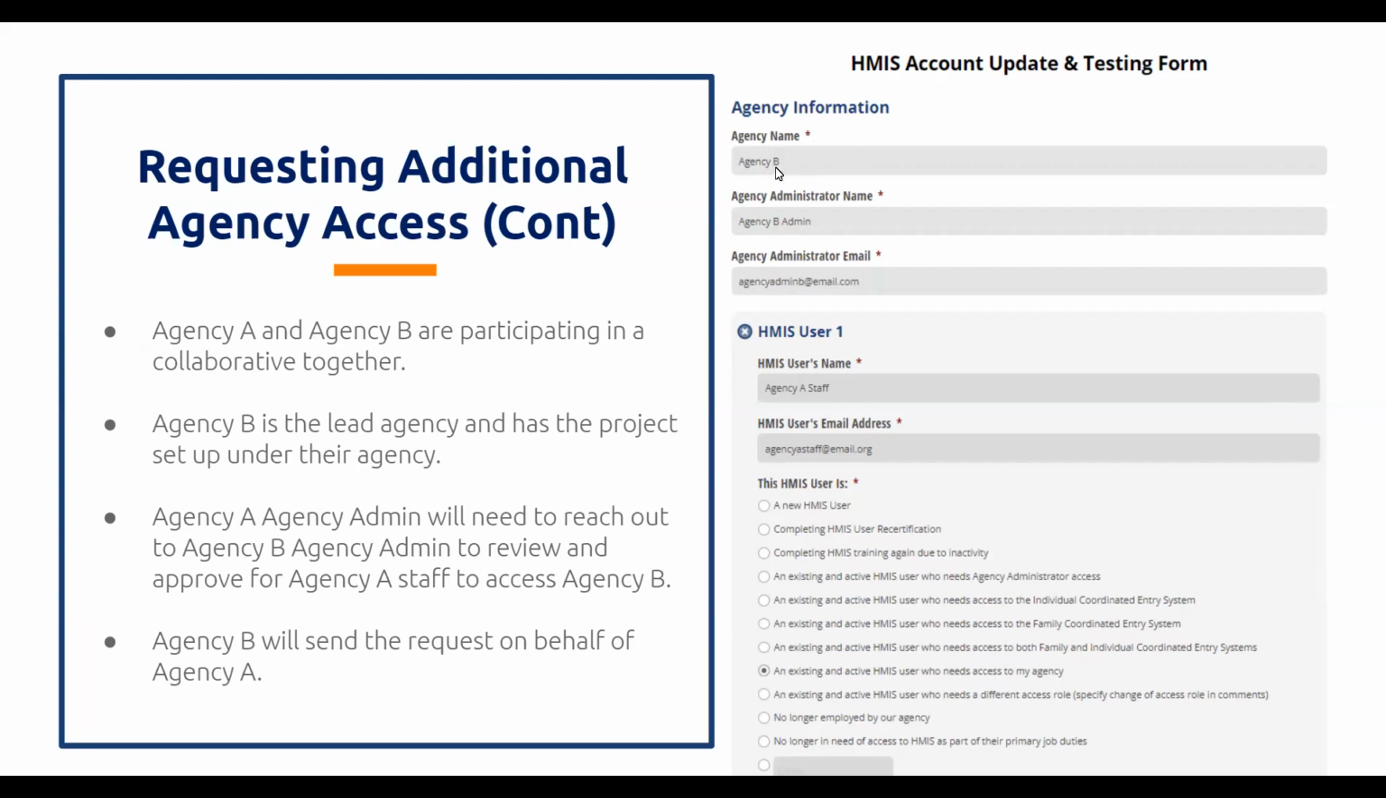In this example, you can see that agency B is the primary agency. So the agency B admin is the one that submits this form on behalf of agency A for all the staff that need access to their collaborative project.